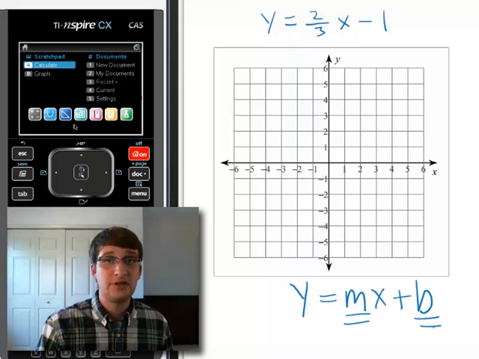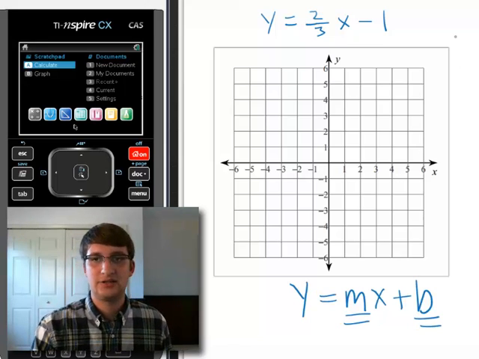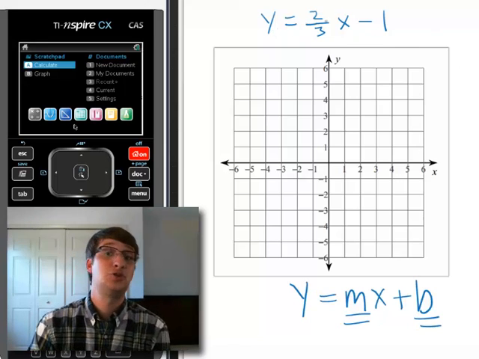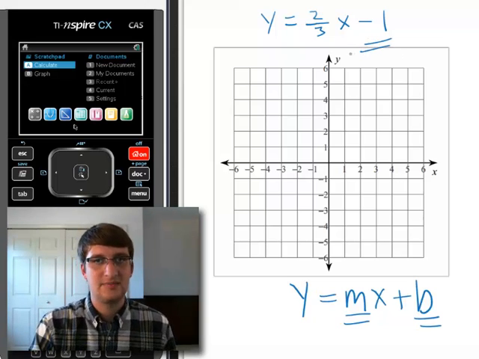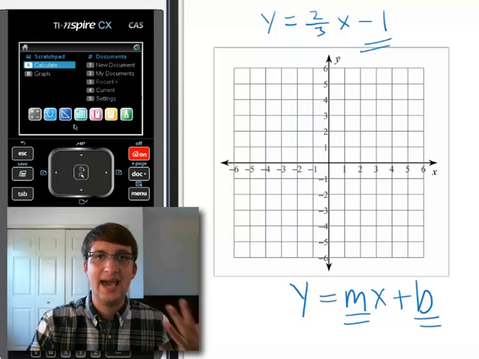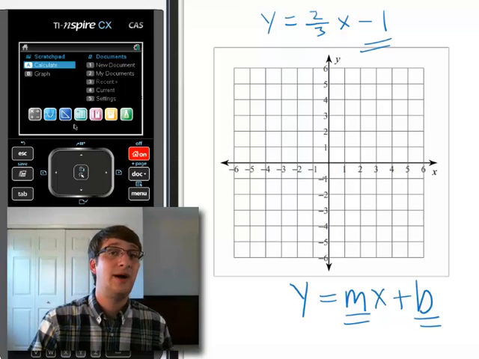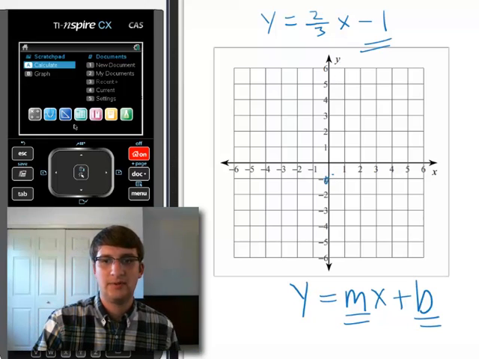What I do first is plot the y-intercept. So if you look at this equation, y equals 2/3 x minus 1, the minus 1 is my y-intercept, where my line crosses the y-axis. So I'm going to go to -1 on the y-axis and plot a point. All right, I'm going to do that now.